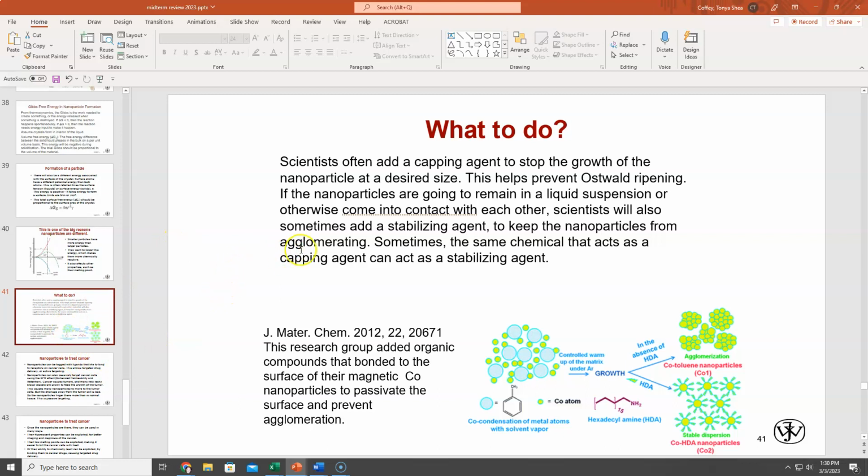So the stabilizing agents and the capping agent work in two ways. They prevent the continued growth of the nanoparticle from solution, that's the capping agent part, and they prevent them from sticking together once the nanoparticles have formed, and that's the stabilizing agent part.